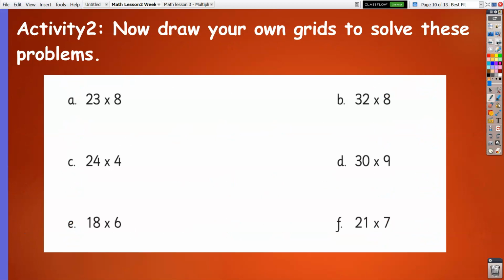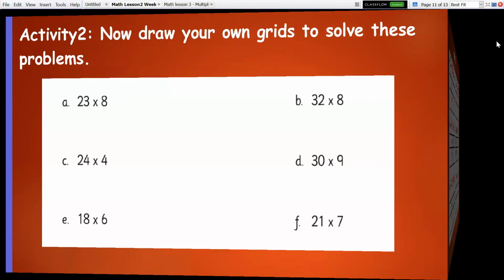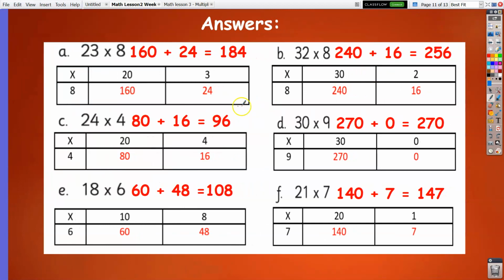Now try this activity. Draw your own grids and then solve or multiply each numbers. Time is up. Now let's reveal the answers. So letter A, 23 times 8 is equal to 184. B, 32 times 8 is equal to 256. Letter C, 24 by 4 is 96. Letter D, 30 times 9 is equal to 270.